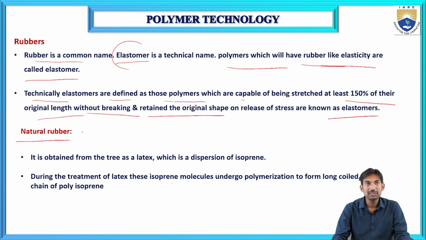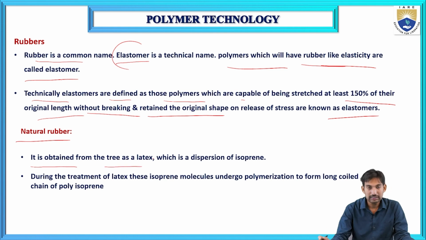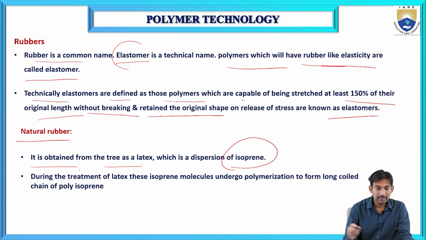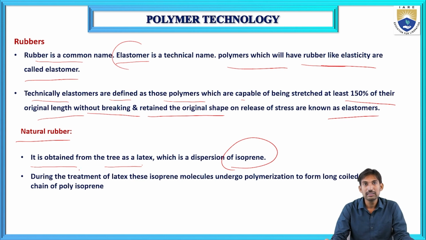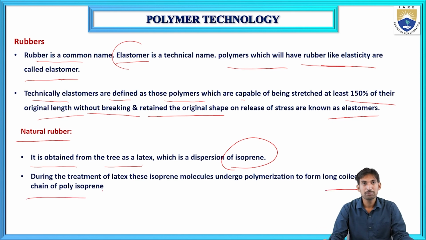Natural rubber. What is meant by natural rubber? It is obtained from the tree as a latex, which is a dispersion of isoprene. The monomer present in the natural rubber is isoprene. During the treatment of latex, these isoprene molecules undergo polymerization to form long coiled chains of polyisoprene.